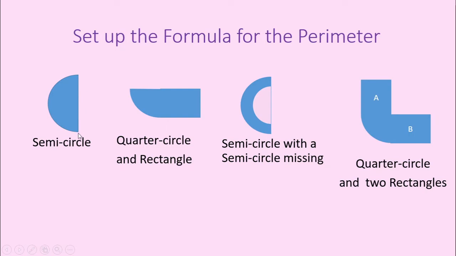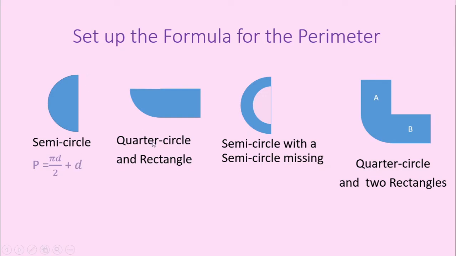So for the semicircle, it is half of a circle, but it also has this outer side, which is a straight line. What do we call that line that goes from one side of the circle all the way through the center across to the other side? That's our diameter. So I'm going to use the formula pi times diameter for the circumference of a circle and divide that by 2 because it's only half of the circle. And I'm going to add diameter because that's the straight length side.